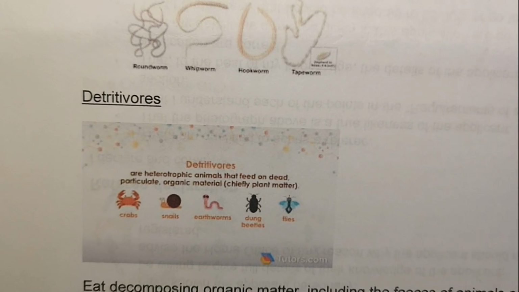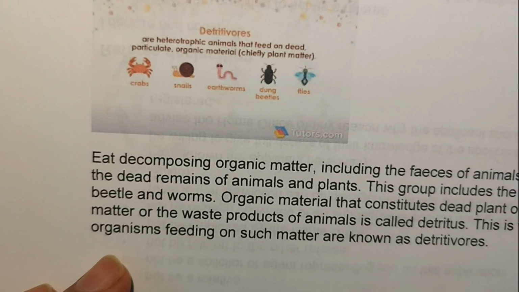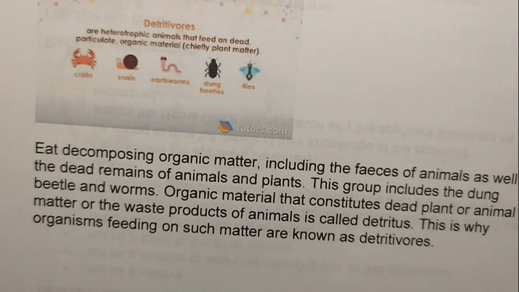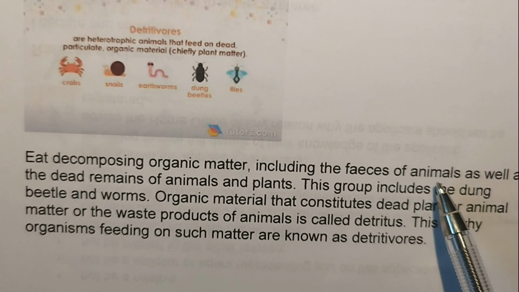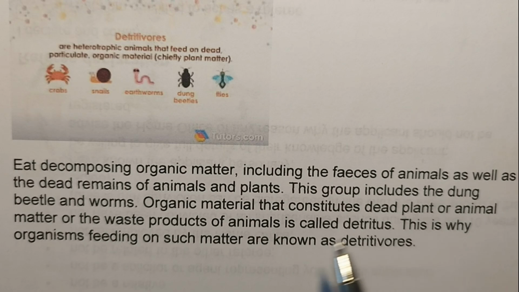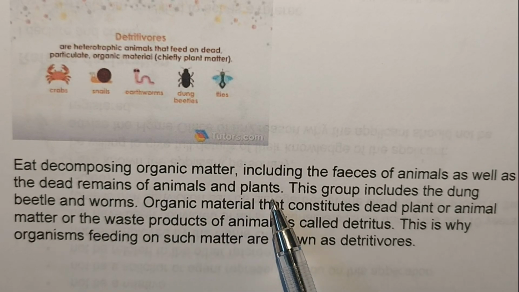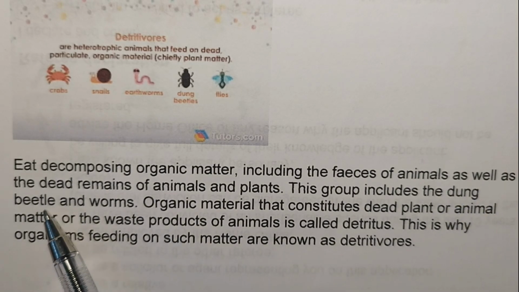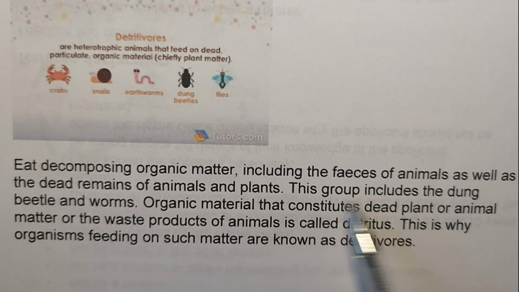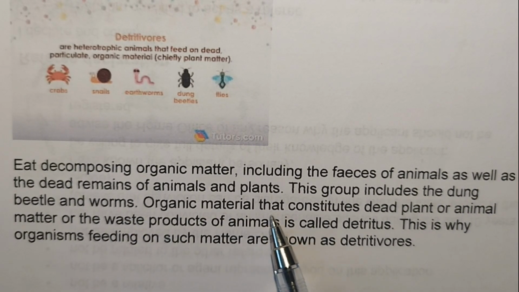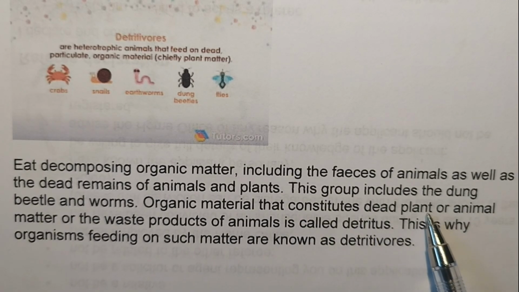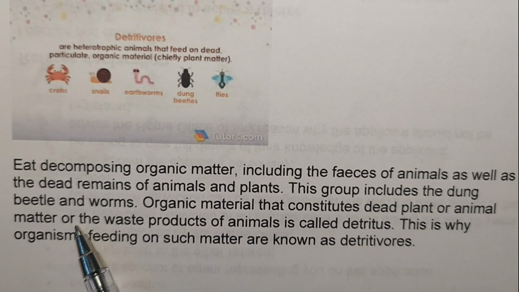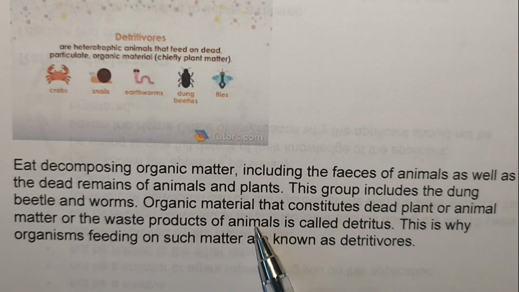Okay, so they eat decomposing organic matter, including the feces of animals as well as the dead remains of animals and plants. This group includes the dung beetle. These are insects. They feed on cow dung. Worms too. Organic material that constitutes dead plant or animal matter or waste products of animals is called detritus.